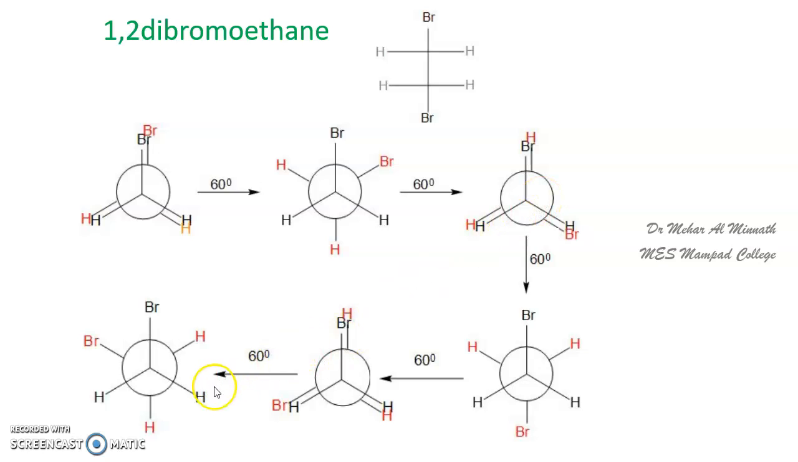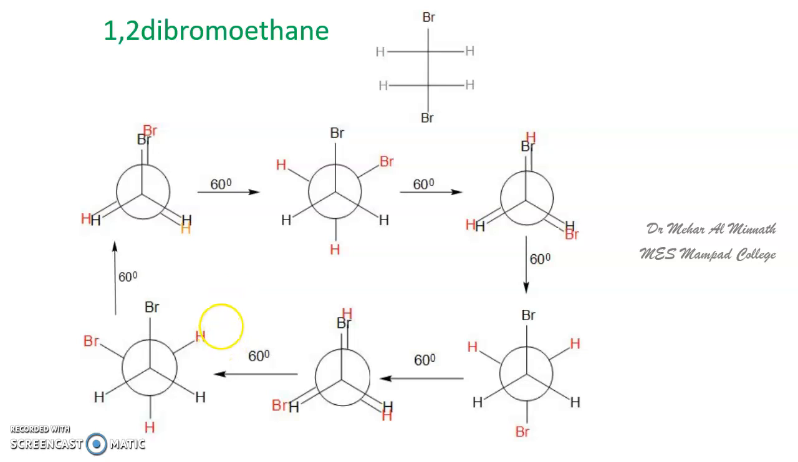One more 60-degree rotation, we arrive at the gauche conformation again. This gauche conformation and the second gauche conformation we got are almost like mirror images. Then one more 60-degree rotation, we complete the full cycle and we arrive at the first conformation, the eclipsed syn conformation. So these are the various conformations we come across when we carry out rotation across the C-C single bond in 1,2-dibromoethane.